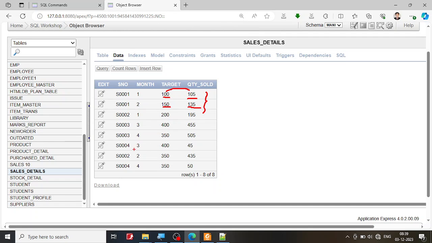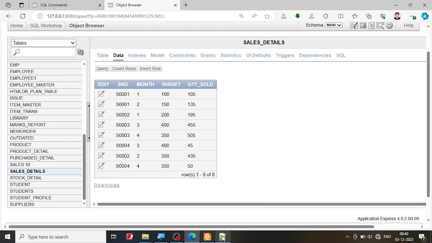But if you look at this particular one, serial number 004, in the month of March, the target given was 400 items to be sold, but what this person has reached is 45. So this cannot be considered. So consider only those records where the target has been reached, where this person has reached the target that was specified. For example, 200 is the target and 195 is the quantity sold. This is not to be considered because here the target has not been reached.